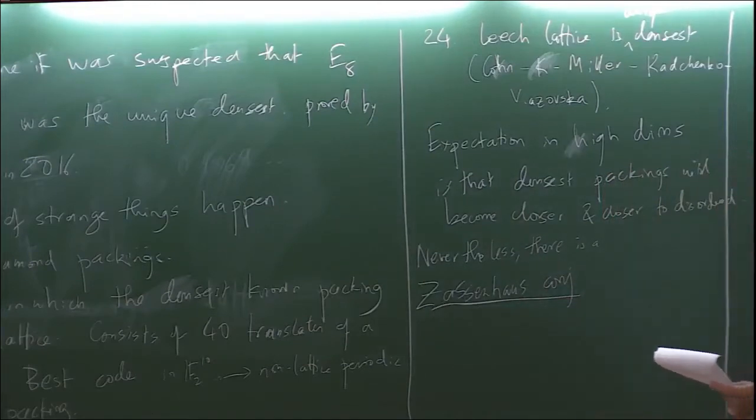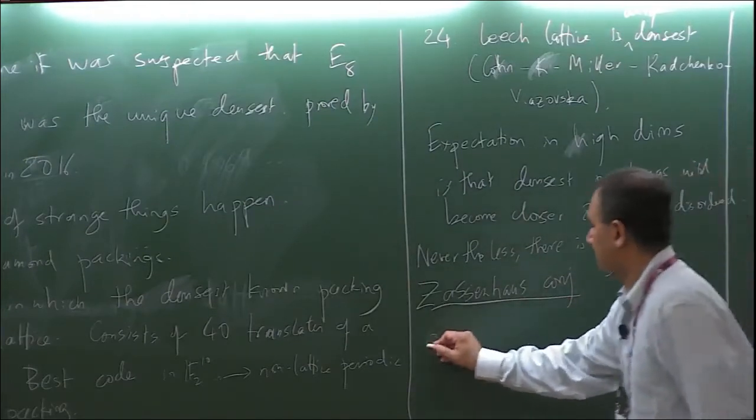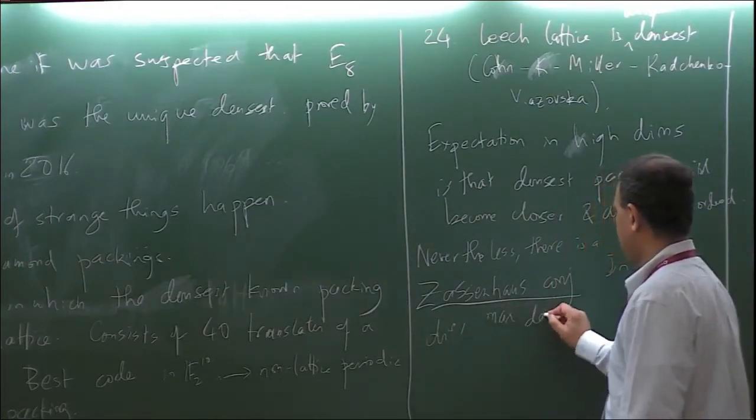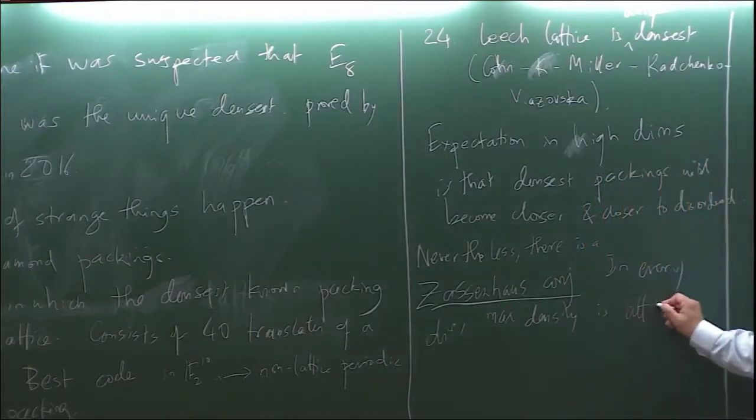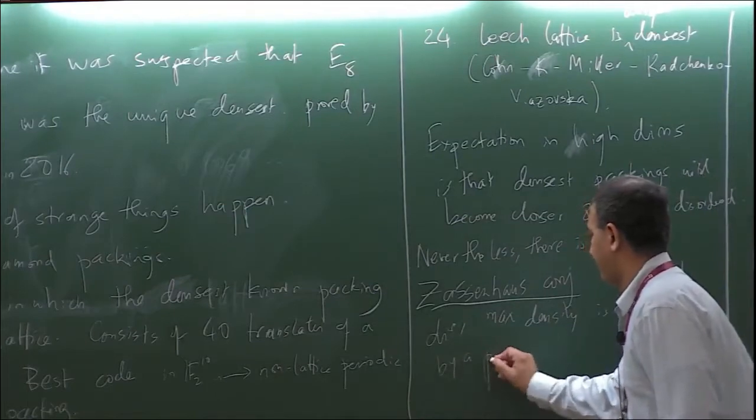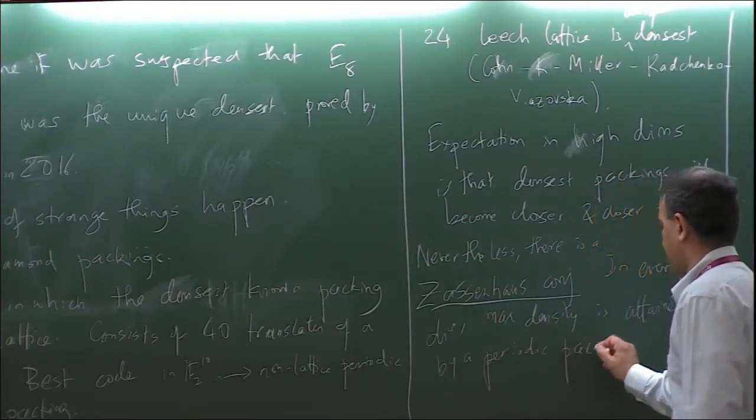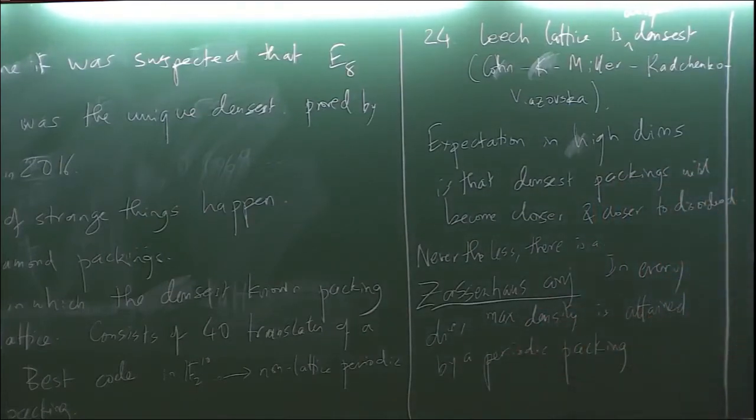What does it say? It says that in every dimension, the maximum density is attained by a periodic packing. Okay, by periodic packing, again, I just mean a finite number of translates of a lattice packing, right?